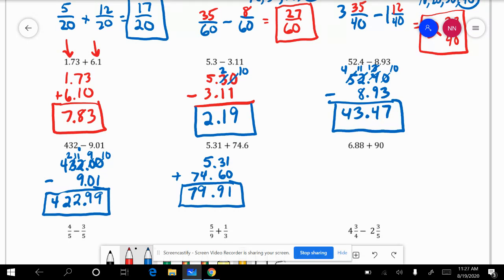And for the next one, I'm going to add them up. I have 6.88. I have 90. Remember, if we don't see a decimal, we know that it's at the end. So this would be 90.00. When I add it up, I have 96.88.